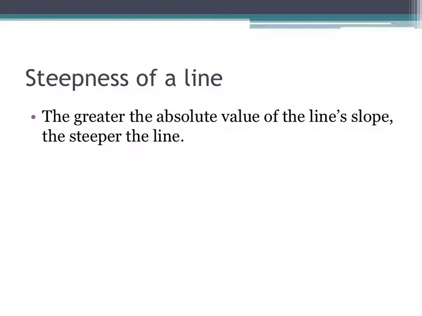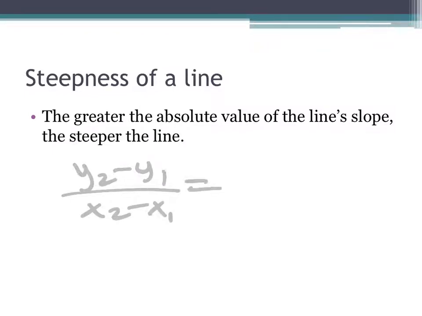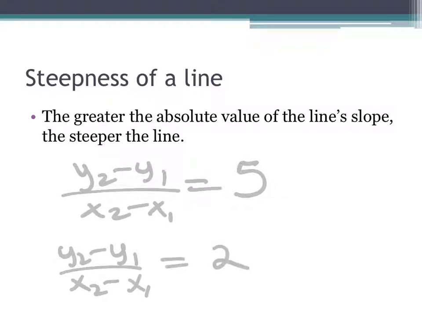The next thing we're going to talk about is the steepness of a line. The greater the absolute value of the line's slope, the steeper the line. For example, let's say I calculated y2 minus y1 over x2 minus x1, and the first time I did the problem, I got a slope of 5. The second time I did this same problem, whatever the ordered pairs were, let's say I got a slope of 2. The steeper line would be 5.